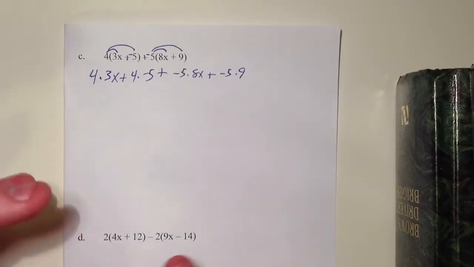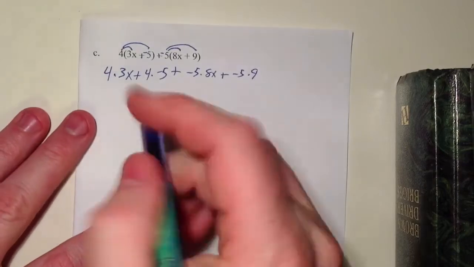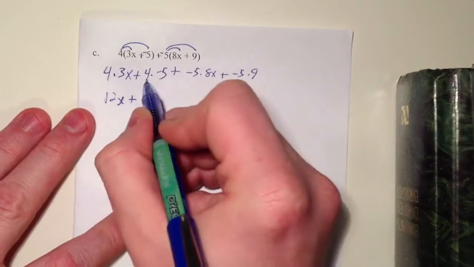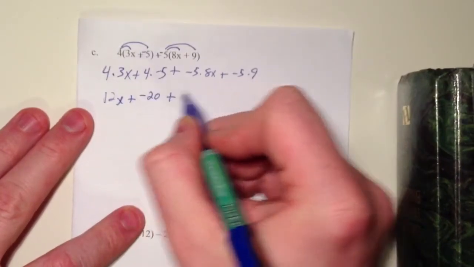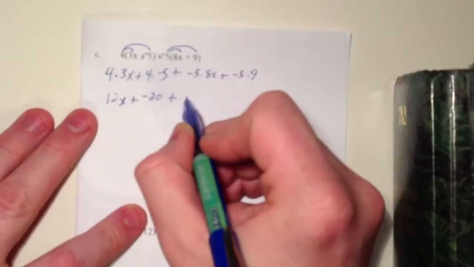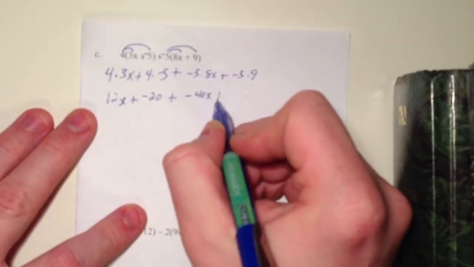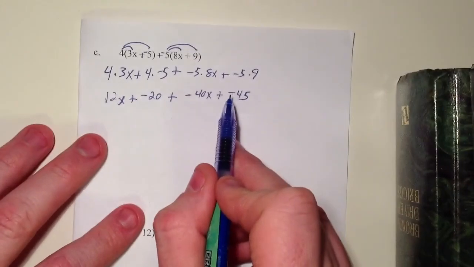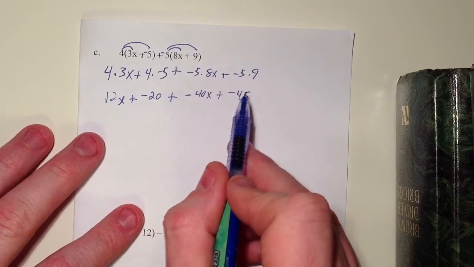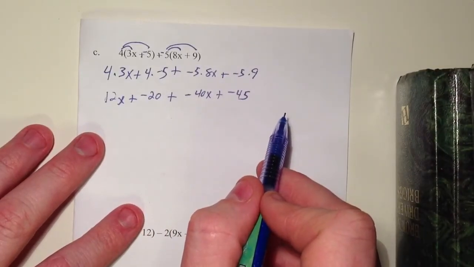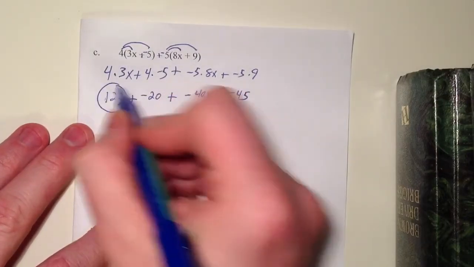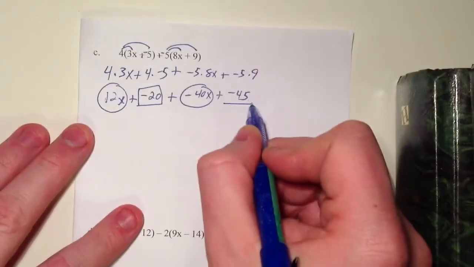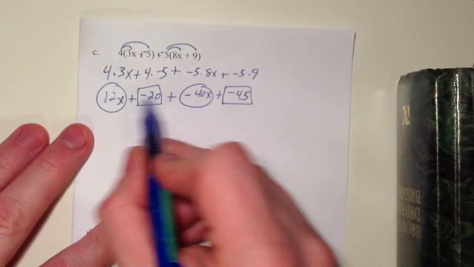And you can tell at this point I'm going a little faster because we've done this over and over now. So 4 times 3 is 12x, plus 4 times negative 5 is negative 20, plus negative 5 times 8, positive and negative is a negative, 5 times 8 is 40. Same idea, negative 45. All right, I'm flying through these things. Again, if you're messed up, don't worry about having to write out some of your multiplication facts. So here's 12x. There's negative 40x. There's negative 20. And there's negative 45.